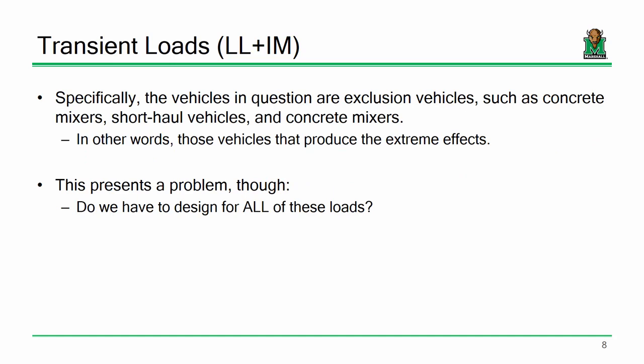Now, when I say trucks, what I really specifically mean, and this is where we're getting a little bit into the terminology, are what I'm calling exclusion vehicles. Those not very common loads, but those ones that are really, really heavy that bridges do experience from time to time. Things like concrete mixers, imagine what's going on with a concrete mixer. A very significant heavy load in this one small area. Make sense? Okay, so concrete mixers, short haul vehicles.